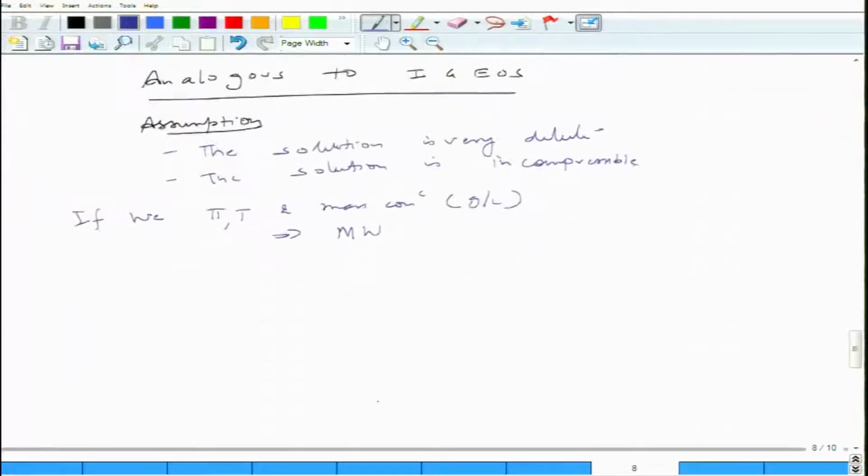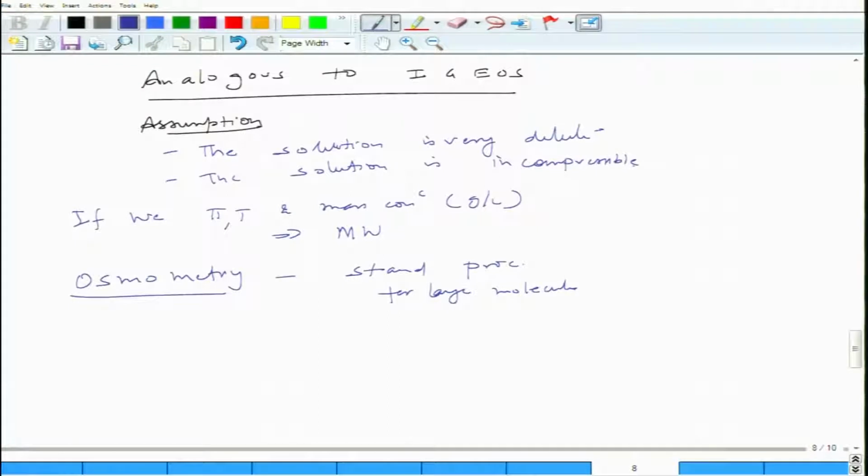Okay. So, this technique to obtain molecular weight for large molecules is called osmometry. This is a standard procedure for large molecules such as proteins and polymers. For other colligative properties used to evaluate molecular weight, such as boiling point elevation and freezing point depression, if those are difficult, then this is an approach to obtain the molecular weight. Okay.